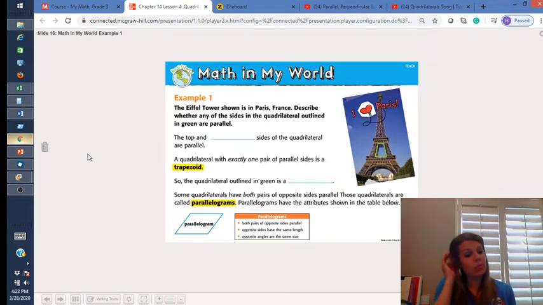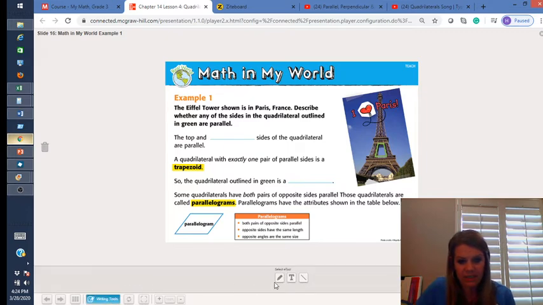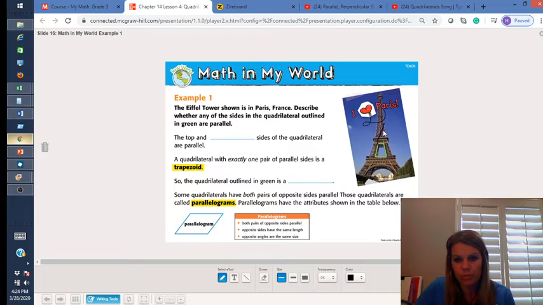Now, example number 1 says the Eiffel Tower shown is in Paris, France. So this right here, the Eiffel Tower is in Paris. Describe whether any sides in the quadrilateral outlined in green are parallel. So here's our little quadrilateral right in here. Are there any parallel lines? Well, let's see. If I took this line and I kept drawing it up forever, and this one forever, would they eventually touch? They would, so they can't be parallel.